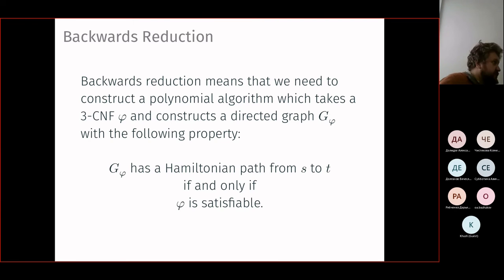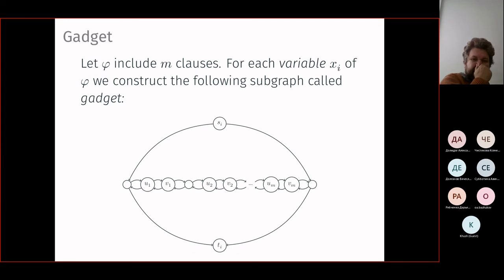It's the same as independent set, as you remember, right? For independent set, we also constructed a specific graph which somehow encodes our CNF. For independent set, it was easy. Here it will be harder. We'll see how it works. And this is a specific graph which is called a gadget.